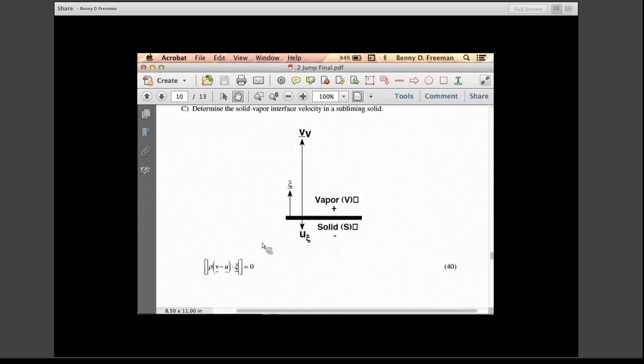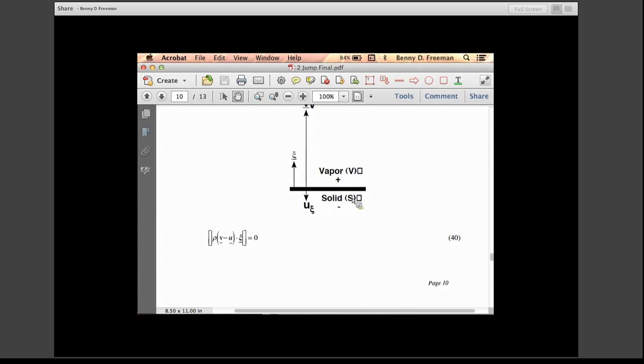And so if we consider the solid to be stationary, it's just sitting there subliming CO2 into the gas phase, we can write the jump mass balance as shown here.